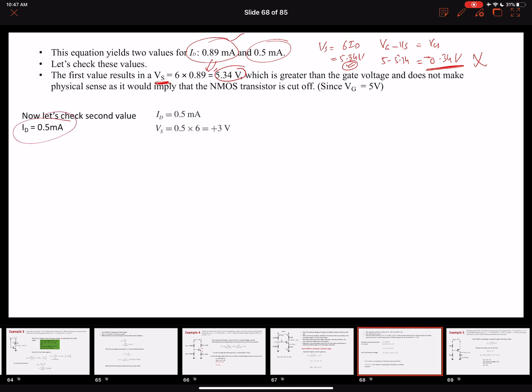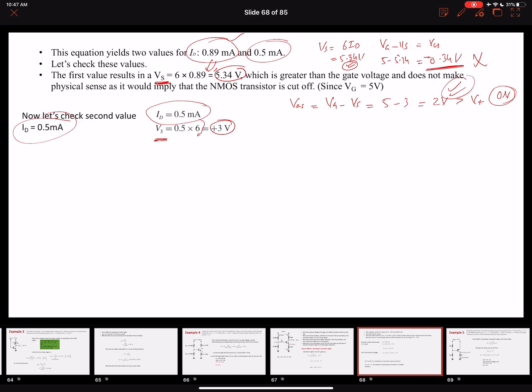Now when we put in the 0.5 milliamperes and calculate the value of VS, it comes out to be 3 volts. Right, so we can again do the same thing, VGS. So VG minus VS, the gate is 5 minus 3, 2 volts, right? This 2 volts is greater than the threshold voltage, so this means that the transistor is on. Okay, so this root is okay. Now let's see if our assumption is true or not. Our assumption was that our transistor is operating in the saturation region.